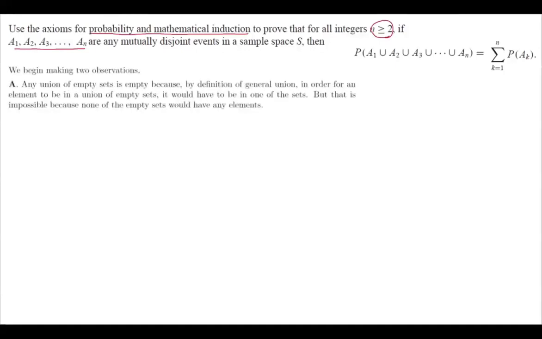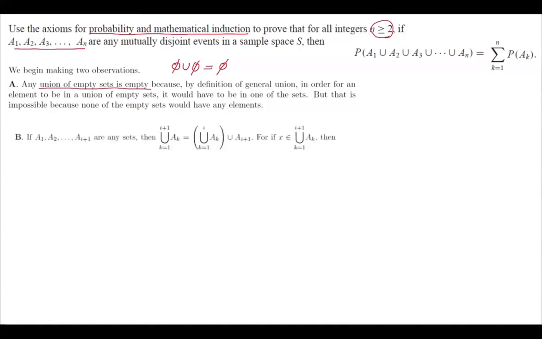First of all, note that the union of empty sets is empty. So the empty set union with the empty set must be equal to empty by the definition of general union. If you want to have an element in the union of empty sets, it must belong to one of those sets, but that's basically impossible. So we assume they are non-empty sets.